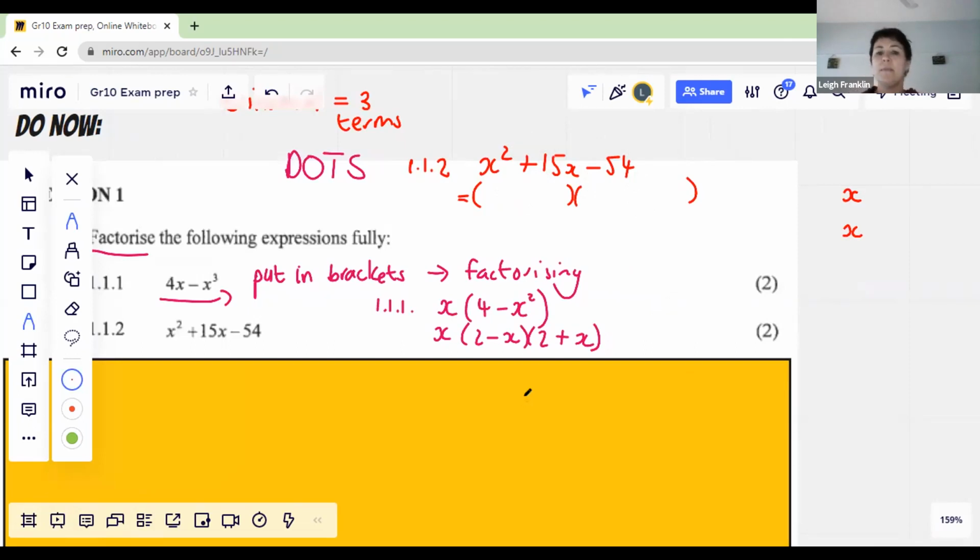So start thinking about the factors of 54. We're not going to use 1 because 1 and 54 cannot make 15. We're not going to use 2. 3 is not going to work. 4, 5. What about 6? Isn't 6 times 9 54?